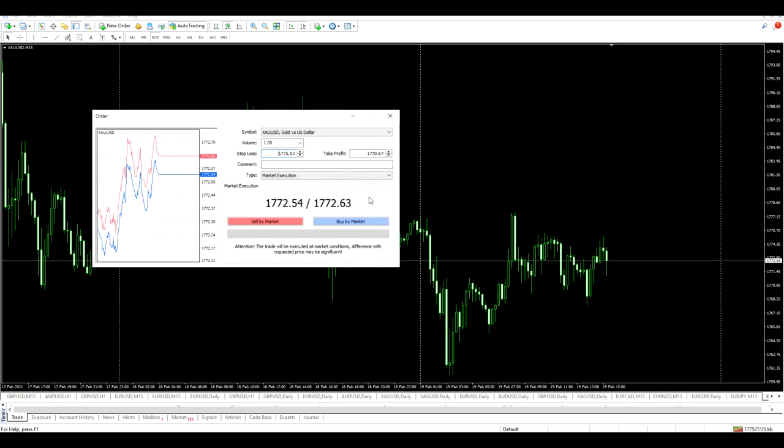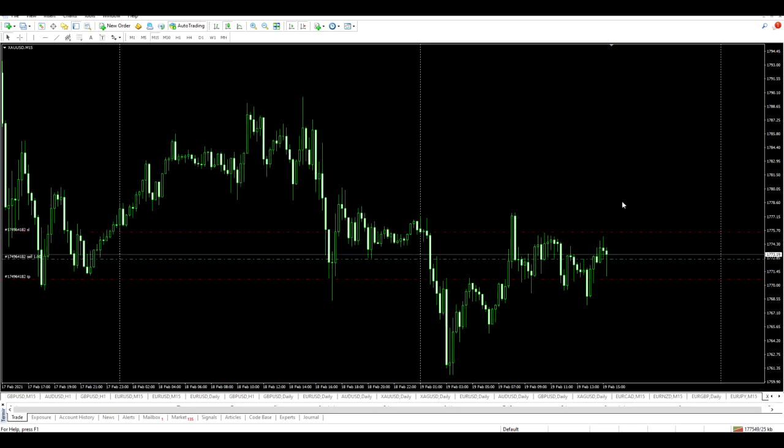Because I'm right at the point of suggested entry, close to it, I'm just going to do a market execution order. And so I'm in the trade, and my stop loss is up here. My take profit target's here. And that's where I entered. So I'll keep an eye on this and come back and show you more in just a moment.